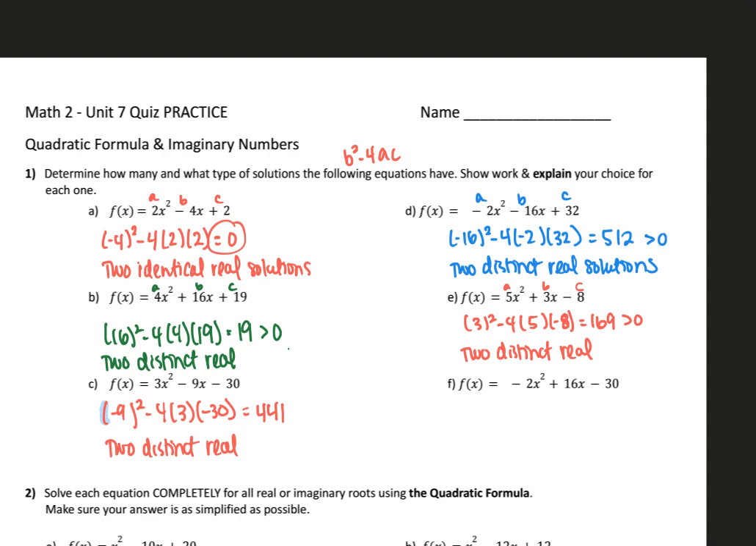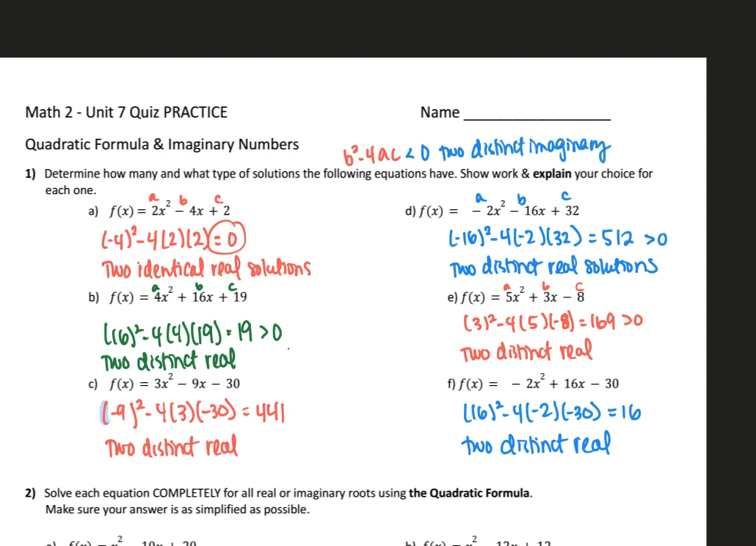All right, and then our last example here, we have 16 squared minus 4 times negative 2 times negative 30. In this case, we get positive 16, which again means two distinct real solutions. Okay, so none of these examples happen to have two distinct imaginary solutions, but we know that when b squared minus 4ac is less than 0, that gives us the two distinct imaginary, or complex roots.